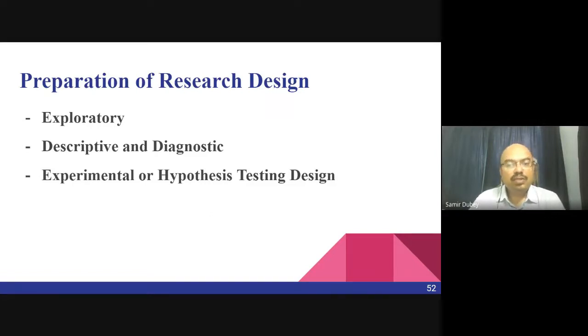So in the diagnostic research design, what should be done is that we should clearly define the different variables, our independent set of variables, our dependent set of variables, and the tools that shall be used for finding out or establishing the relationship between these two different types of variables. All these things have to be very clearly defined.